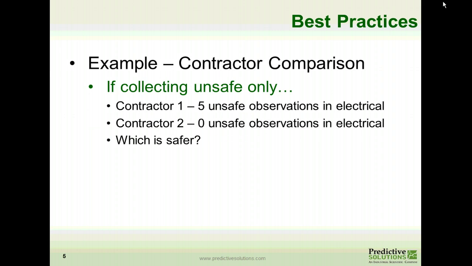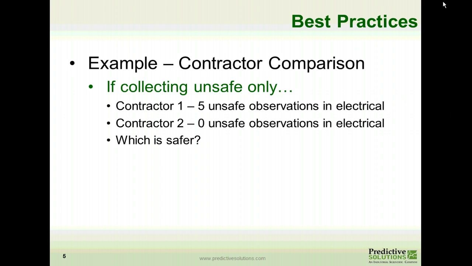So let's talk about if we were to collect unsafe observations only. I want to compare two contractors or two crews or two groups. Contractor 1 has 5 unsafe observations in electrical over the last week. Contractor 2 has 0 unsafe observations in electrical. So let's go ahead and assume they're the same size contractors doing similar work. Okay? So which one is safer? Our inclination is to say, well, the guy with 0 is safer. He has 0 unsafes. But there is a huge assumption that we make when we do that.